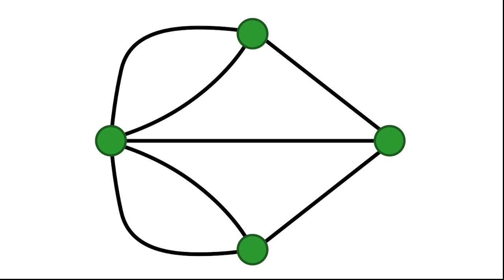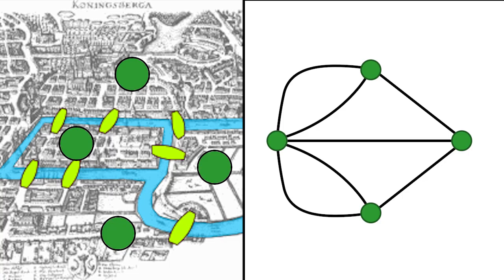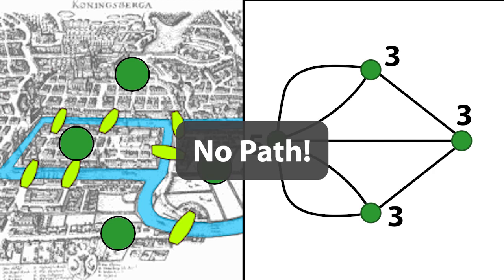How does this help us with our path planning problem? Well, for a continuous path, if you go into a node, you must also go out of the node. So for a continuous path, there must be an even number of edges that connect to each node. If we look at Königsberg, there's an odd number of edges that connect at each node, meaning it's impossible to find a path that crosses each bridge exactly once.